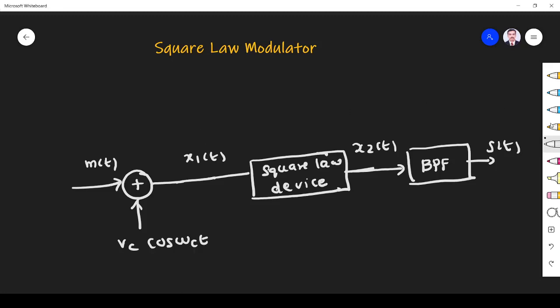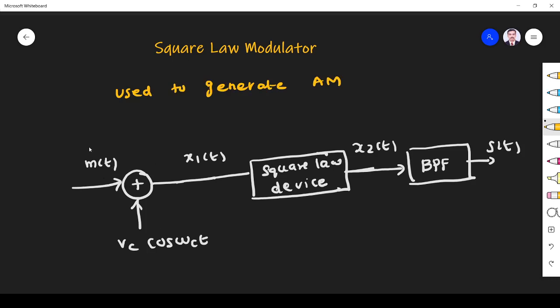Hi friends, in this video we learn about the square law modulator. This device is used to generate AM modulation, so it is used to generate amplitude modulation. This is the block diagram of the square law modulator.